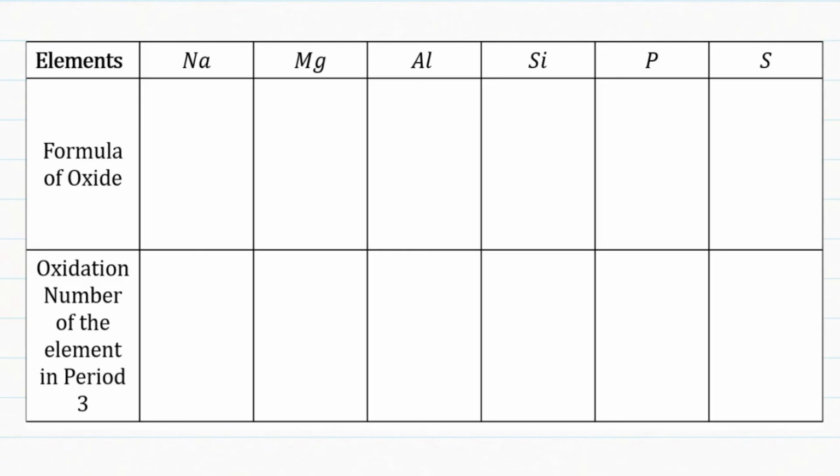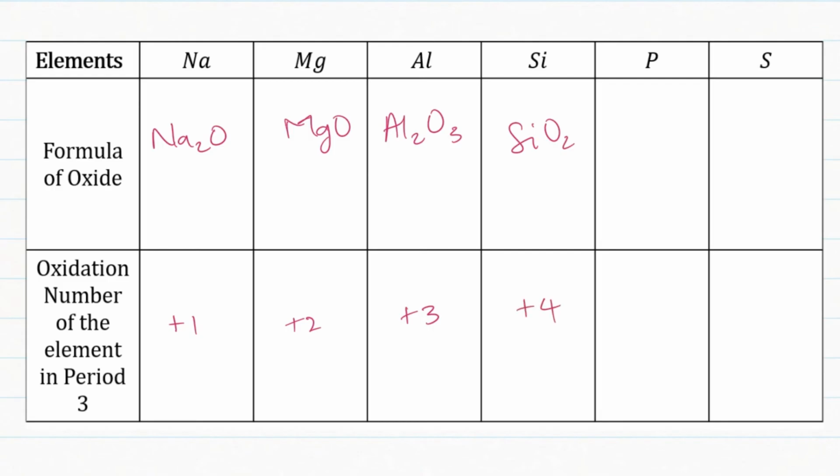Now completing this table, you have sodium oxide, which is Na2O, and the oxidation state of sodium is +1. Magnesium oxide, which is MgO, +2 oxidation state. Aluminum oxide, which is Al2O3, +3 oxidation state. Silicon dioxide, SiO2, +4 oxidation state. P4O10, +5 oxidation state. And lastly, SO3, sulfur trioxide, +6 oxidation state. I hope you realize we're counting 1, 2, 3, 4, 5, 6. This is going to help us to answer the next question.